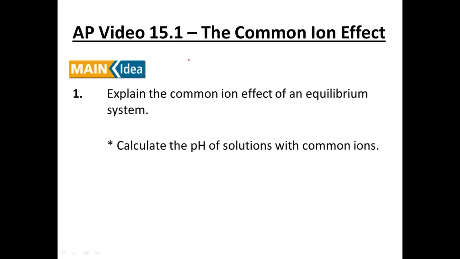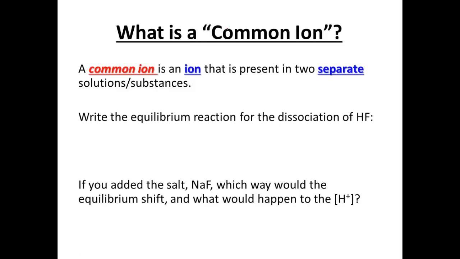Our first video here is 15.1, looking at the common ion effect. This is really a good introduction to what's going to happen in this chapter. Main goals here are going to explain what the common ion effect is of an equilibrium system, and also be able to calculate the pH of solutions with a common ion. So what is a common ion? Well, a common ion is an ion that is present in two separate solutions or substances.